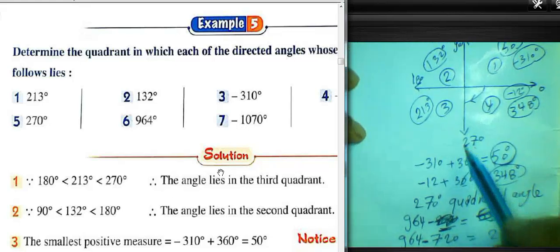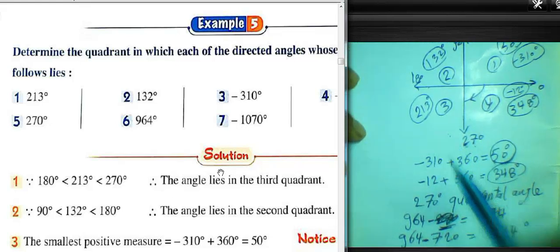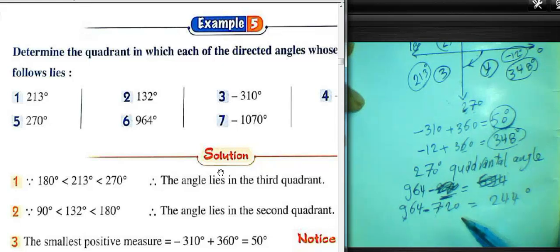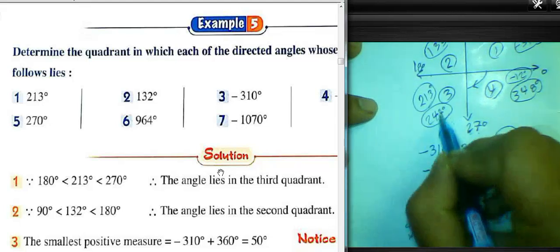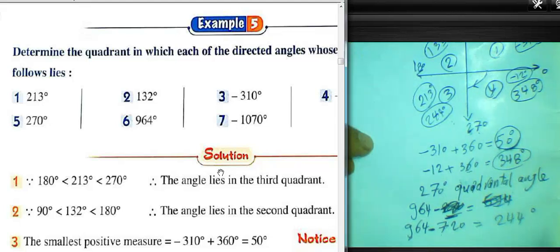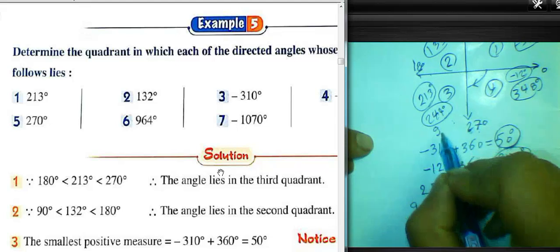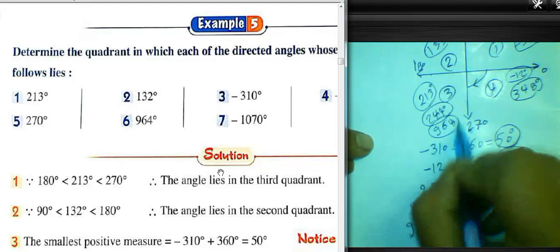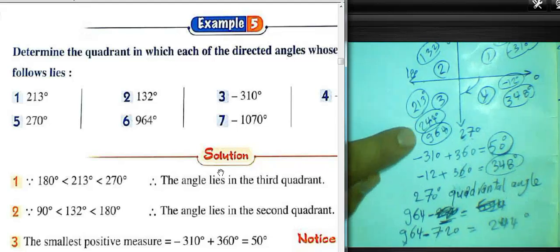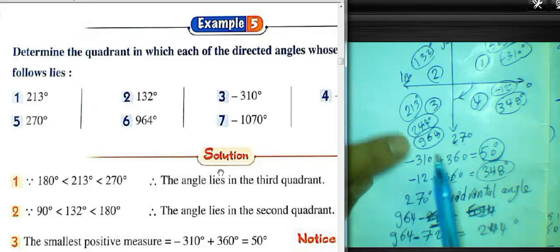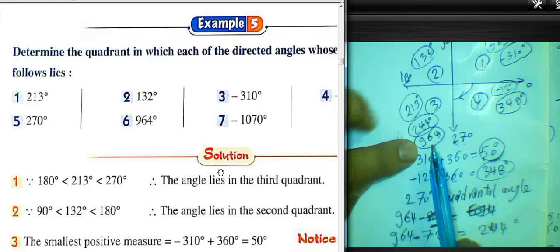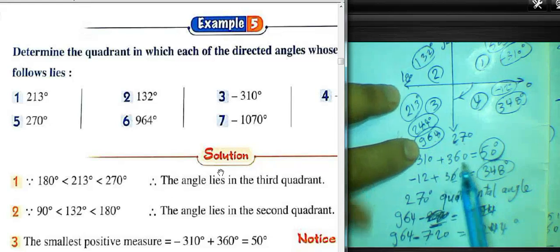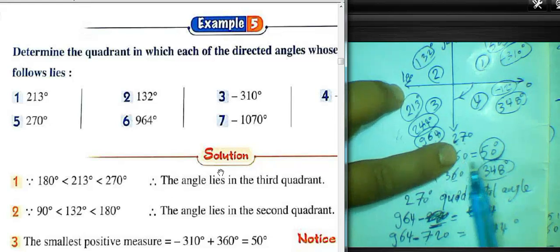It lies here, where? Lies here, in the third. 244 here is in the third. So this angle 964 lies on the third quadrant, because 964 reduces to 244, which lies between 180 and 270. It lies between them.